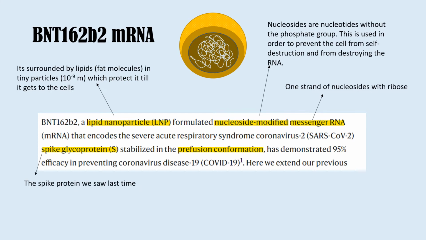And of course, the spike glycoprotein. This RNA codes for the glycoprotein, which is what we saw last time. This glycoprotein is going to be made in the prefusion conformation, the shape that it is in before it binds with the receptors. That's what it's going to make once the RNA gets into the cell.